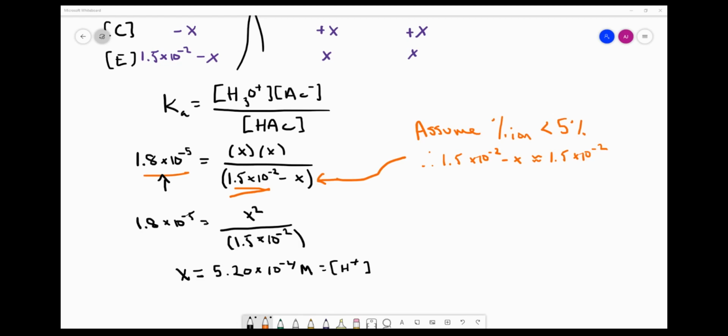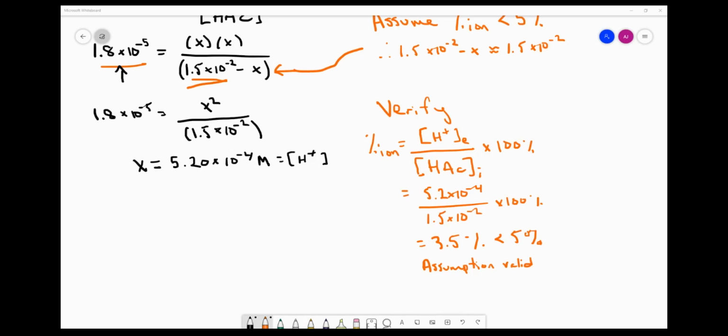At this point, before proceeding, I do need to check to make sure that the assumption was valid. The way we're going to check it is we're going to check the percent ionization. If the percent ionization is less than 5%, the assumption is valid and we can use this. If the percent ionization is greater than 5%, then we're going to need to go back to before we made the assumption and solve for x, likely using the quadratic formula. So let's check that now.